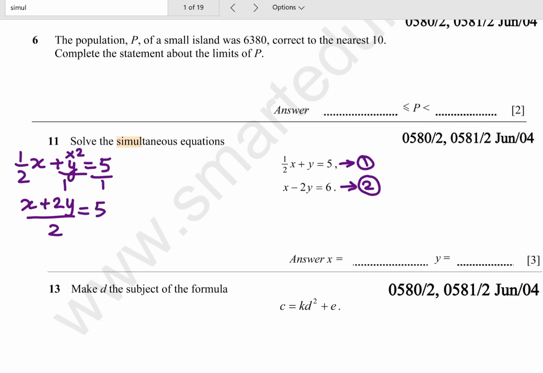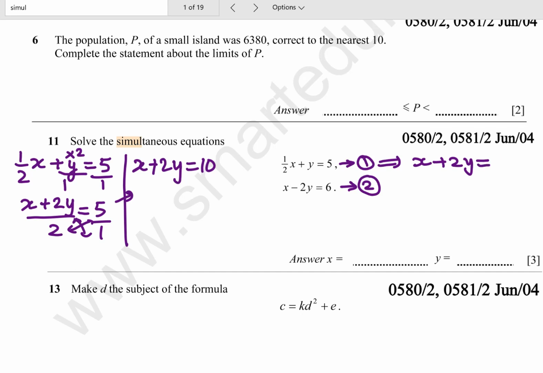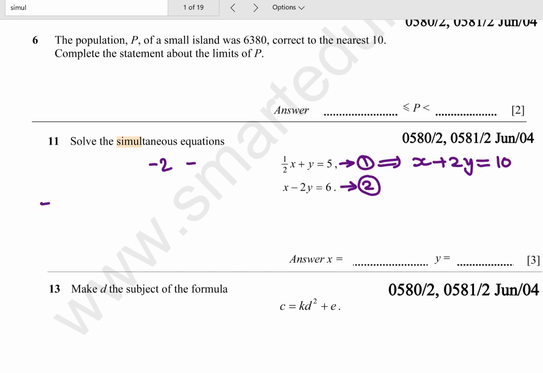Now to get rid of this 2, what do I do? I imagine that there is 1 below the 5. Then I simply cross multiply. So I get x plus 2y equals 10. So this gets changed into x plus 2y equals 10. Okay, so that means I don't need this anymore. I've just changed that, right?